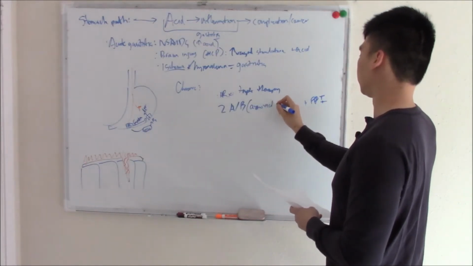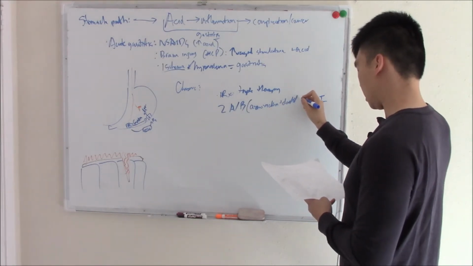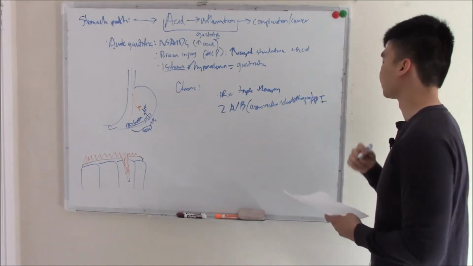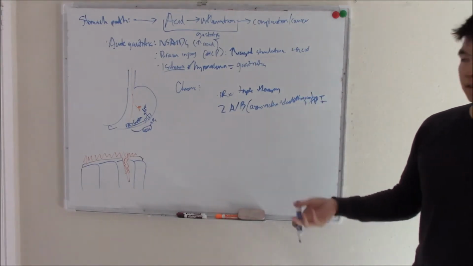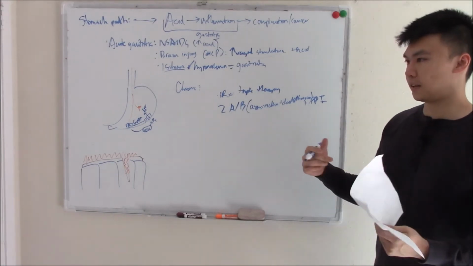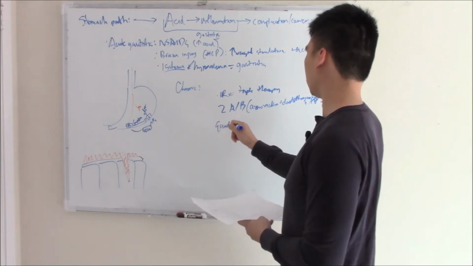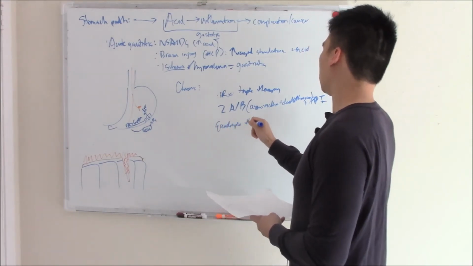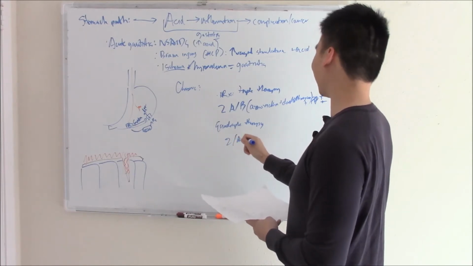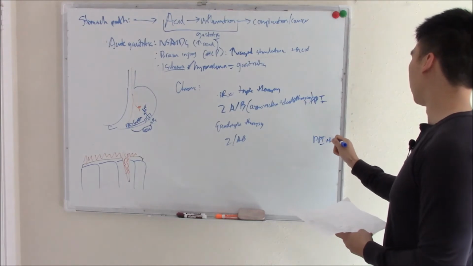amoxicillin and clarithromycin. And that's triple therapy. You give that to them, and hopefully it gets better. If it doesn't get better, then we have to up our ante, and we give them quadruple therapy. Quadruple therapy is going to be two antibiotics and a PPI and bismuth.